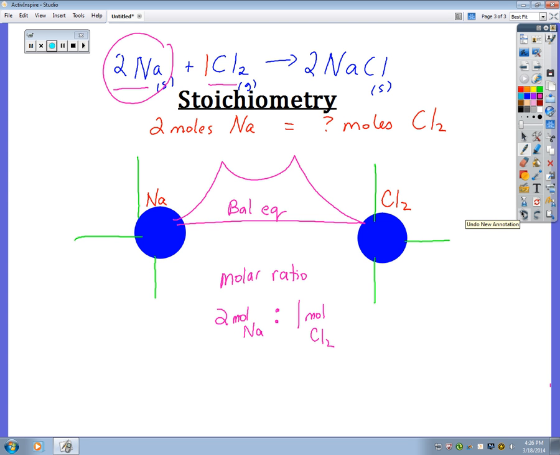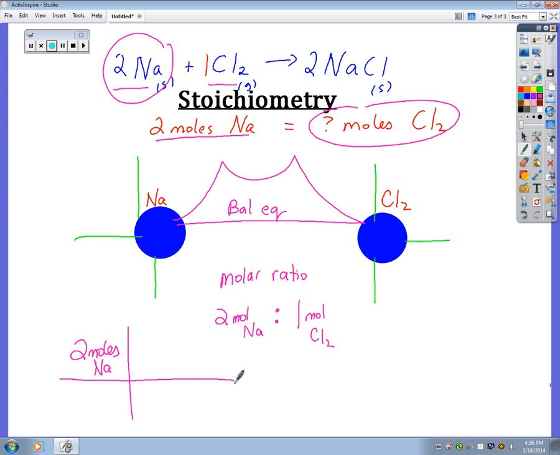Now what do I know? I know that I have 2 moles of sodium. So I'm going to go ahead and underline my 2 moles and circle my I don't know moles of chlorine. And I'm going to start with 2 moles of sodium, because that's what I know. That's what I'm given. I'm going to draw my train tracks. What do you know you do not need? You do not need moles of sodium. You don't want them. You want to somehow change this to moles of chlorine.